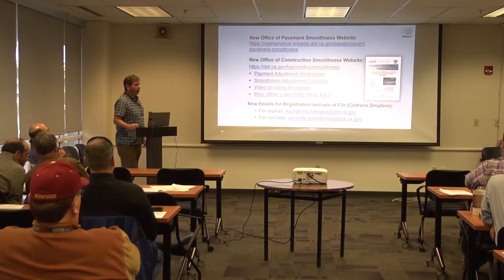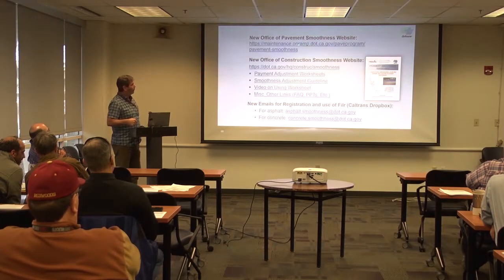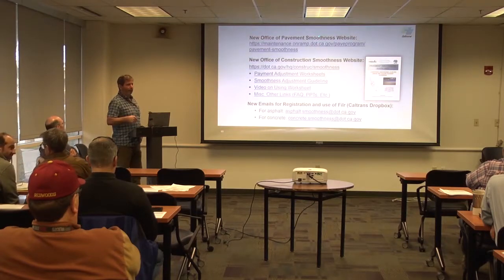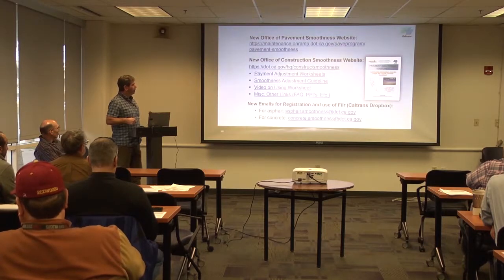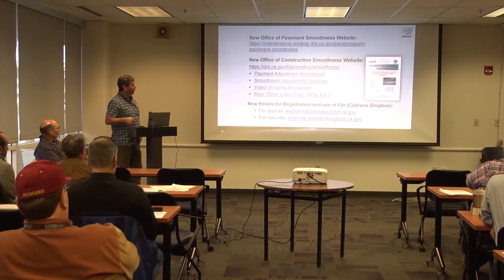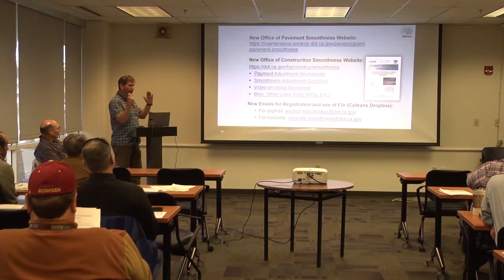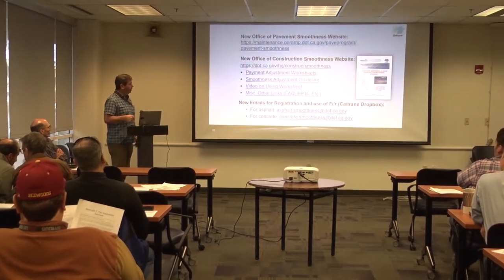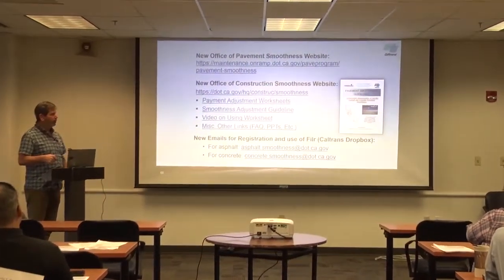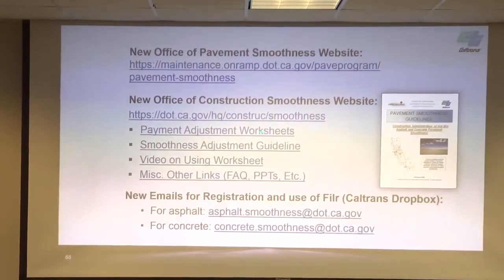So this slide shows a lot of web links. The top web link is to the Division of the Office of Pavements web page. It's got a lot of information in there that designers have access to. Construction, we have a web page now. It's basically HQ Construct/Smoothness. We're making all of ours external. We have nothing to hide. So you click on that, it's going to redirect you to another link. It's called construction.smoothness because it's ADA approved.